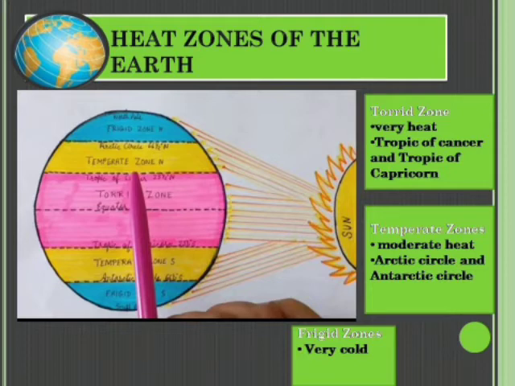See the top, the poles, North Pole and South Pole. It is too distant from the sun and also it gets very few sun rays. So in this place we feel very cold. This we call the frigid zones. So totally we have 3 zones of the earth. What are they? Torrid zone, temperate zones, then frigid zones.